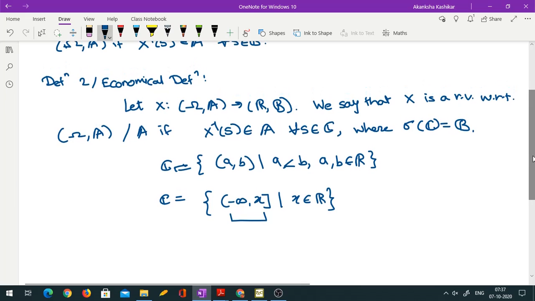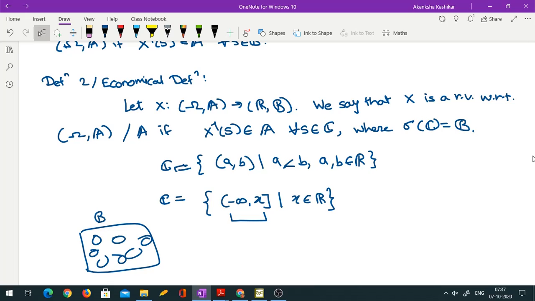Why the name economical definition? Because we know that the Borel sigma field has many sets, and this C is a subclass of the Borel sigma field. So C has very few sets compared to the entire Borel sigma field, and we are saying now that it is enough to check whether the inverse images of these sets are in script A. You don't need to check the rest, which will automatically be in script A. So it is reducing your work drastically, hence we say that this is an economical definition of a random variable.